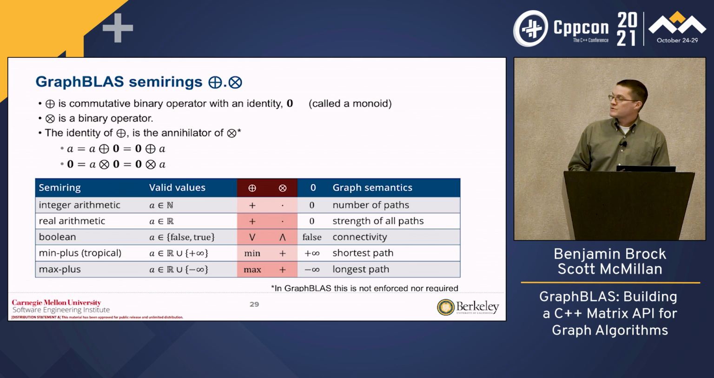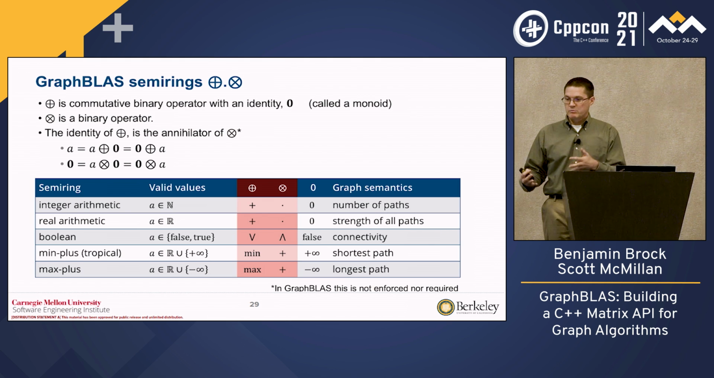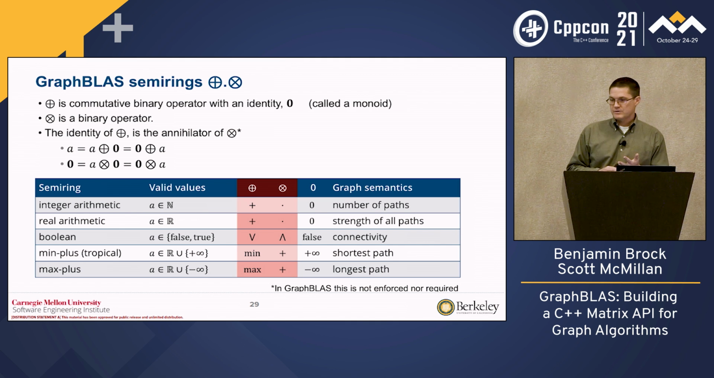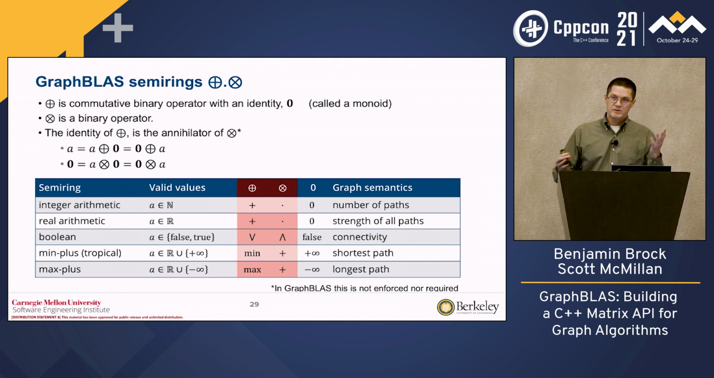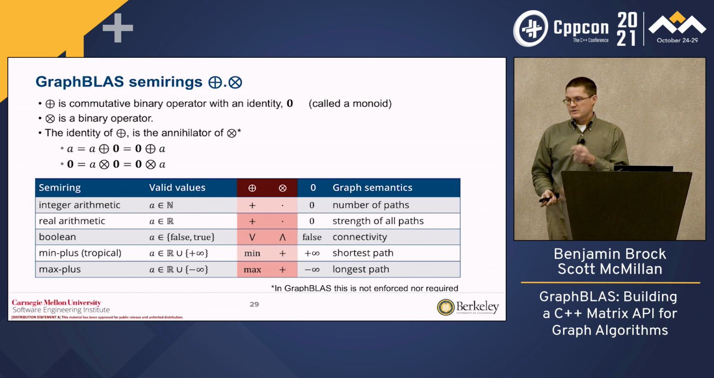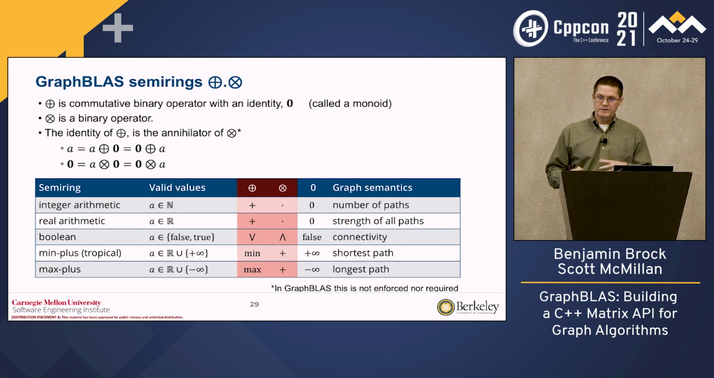And so just a little bit more about the semiring. The addition, or the circle plus, is a commutative binary operator that has a known identity, which we call the zero. Some people call this a monoid. It's actually technically a commutative monoid. I'm not going to get into the abstract algebra. I'm a software engineer. And then the circle times is a binary operator.